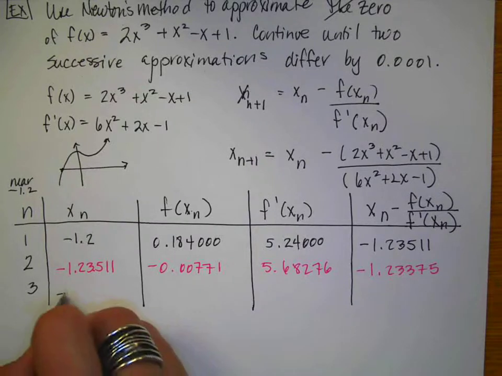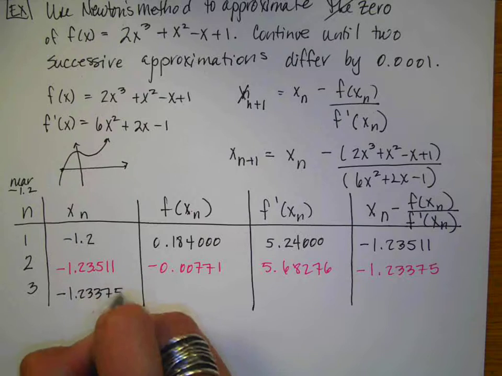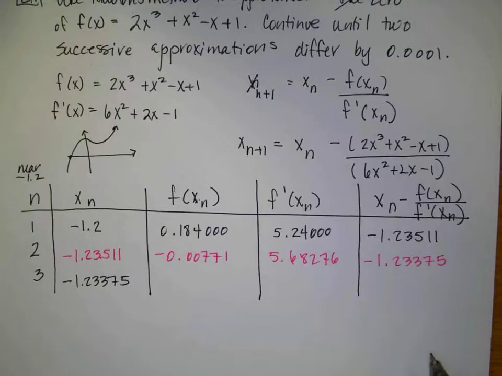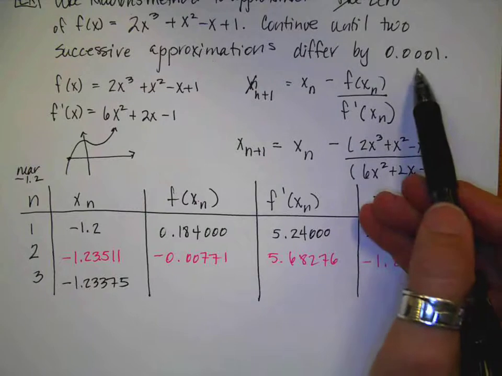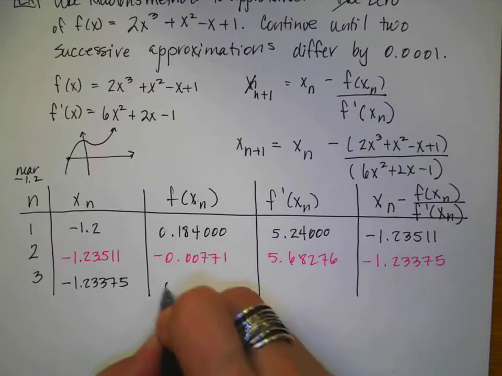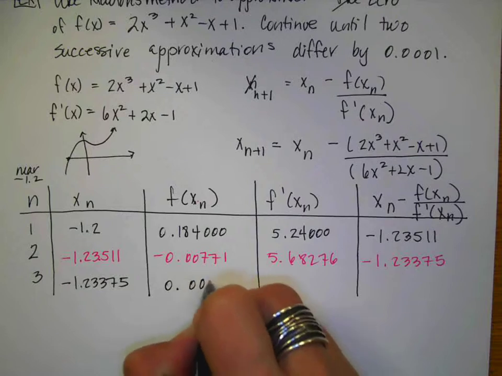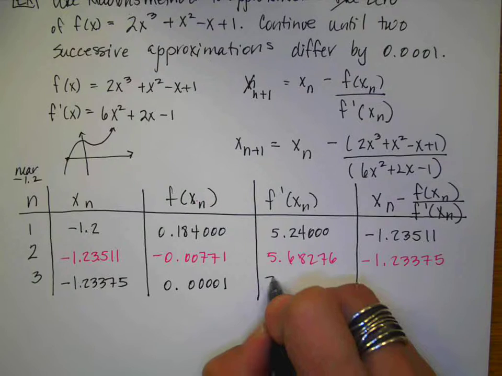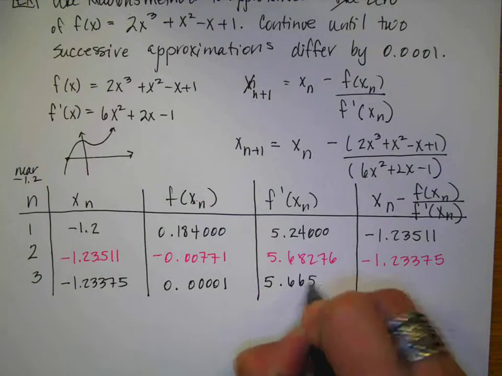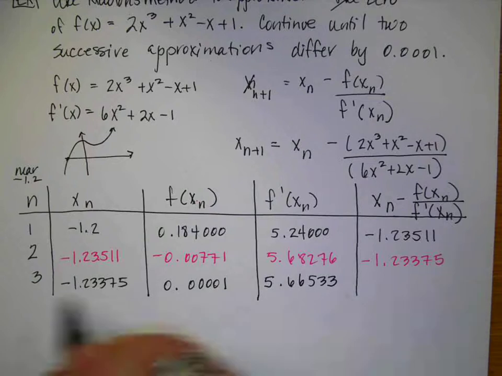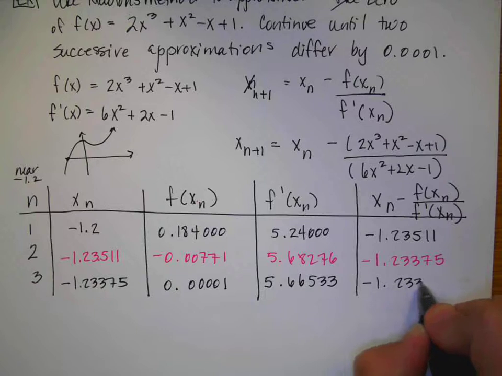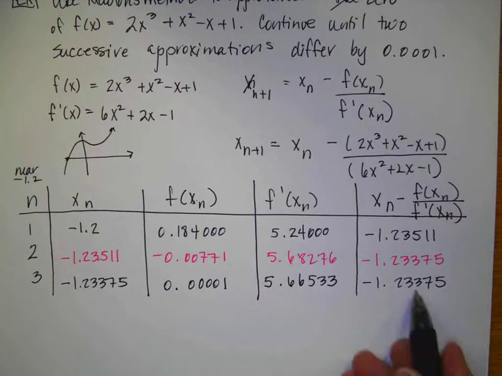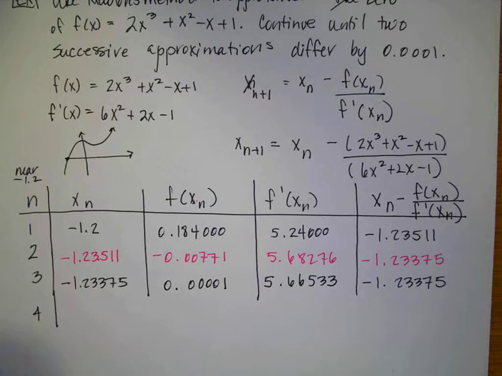So then my next one, this becomes my new number, so negative 1.23375. And it's helpful to know how many iterations, because sometimes you might be asked the equation, how many iterations did you have to do to get to this level of accuracy. So if I do the third one and I run it through the function, I get 0.12341, and then my derivative is 5.66533, and then when I substitute all three of these values into that equation, I get a negative 1.23375, and then this would become my new one.